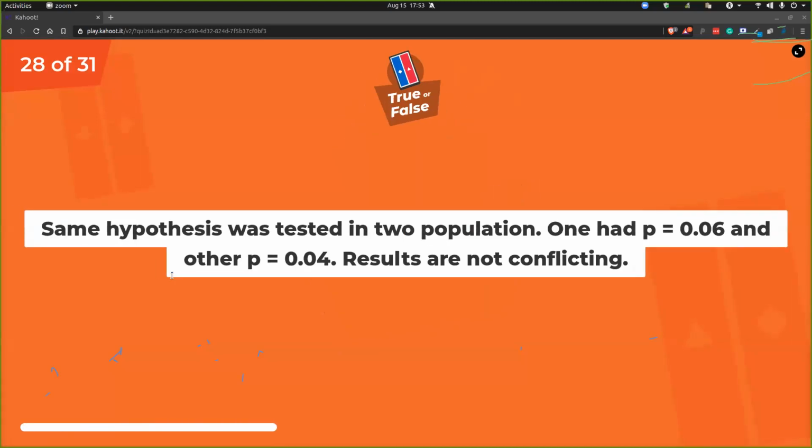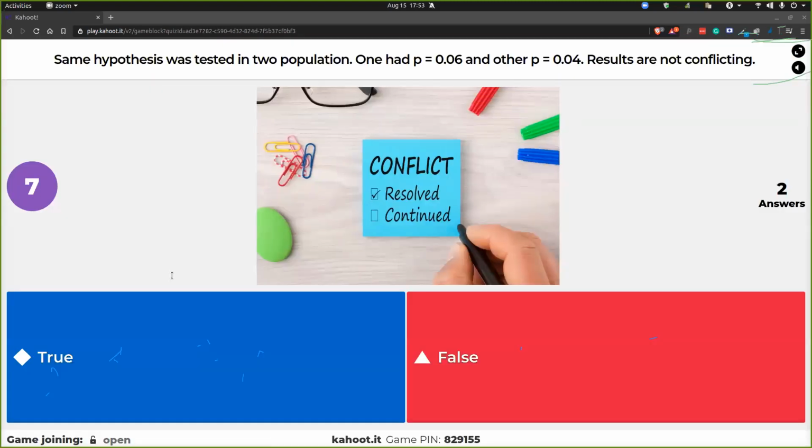So just two more questions left. The same hypothesis was tested in two populations. One had a p of 0.006 and the other is p 0.004. Results are not conflicting.